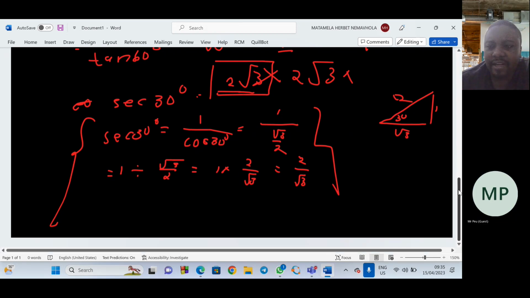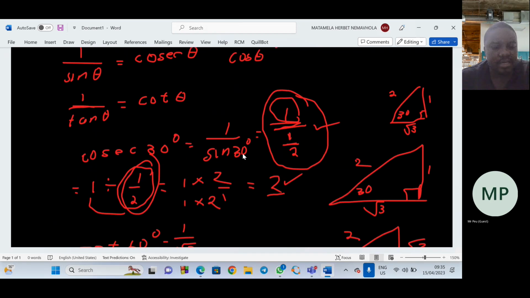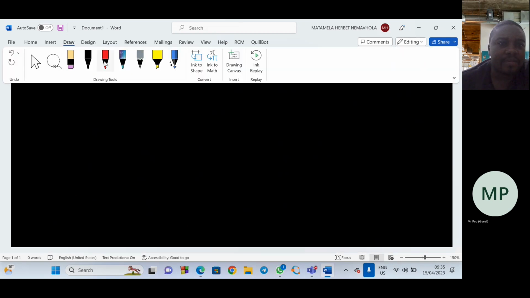So now we also have another one. I'm going to give you another special angle because I want to give you more exercises. The other special angle that we have here is 45 degrees. When it's 45, you use tan. Tan 45 equals 1, which implies 1 over 1. So tan 45 is opposite over adjacent, which is y over x, which means 1 over 1.